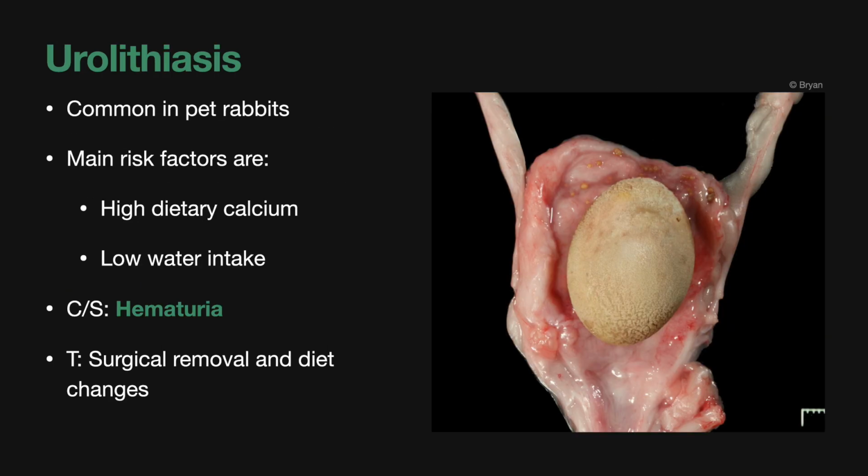Finally, we have urolithiasis. This condition is common in pet rabbits, and the main risk factors are high dietary calcium and low water intake. The main clinical sign that we see is hematuria. Treatment involves surgical removal and diet changes to help prevent recurrence.